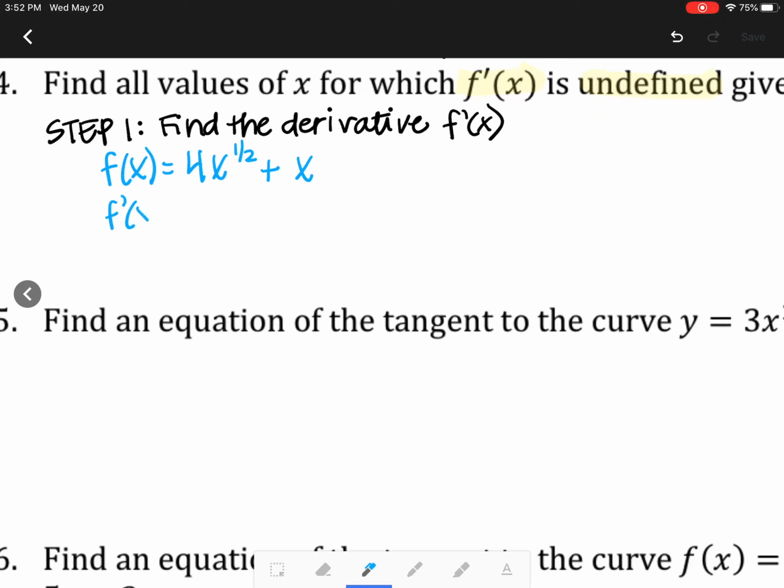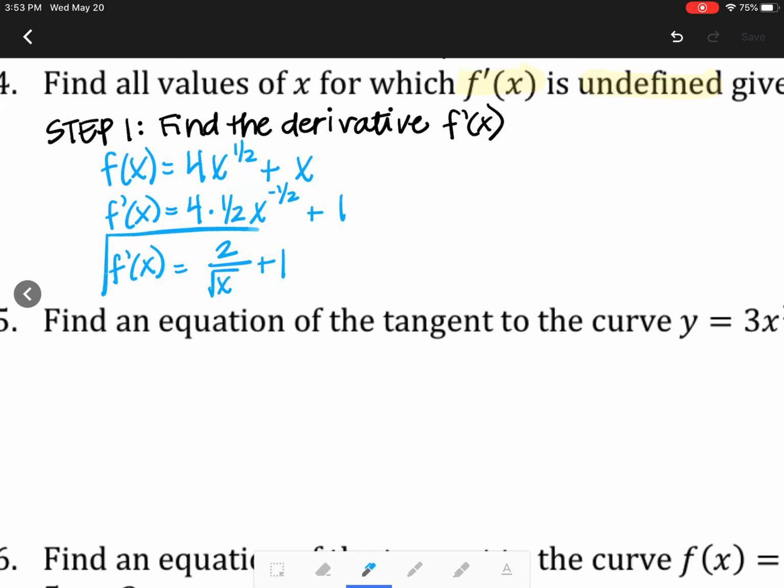I'm going to rewrite f of x using just powers. That's going to help me use the power rule. So that square root turns into a 1/2 power: 4x to the 1/2 plus x. Now let's do the power rule here. f prime of x equals coefficient times the power of 1/2, and drop the power. 1/2 minus 1 is negative 1/2, and then x to the 0 just becomes 1. So here we have 4 times 1/2, which leaves me with just 2, and we move that square root into the denominator. That right there is our derivative.